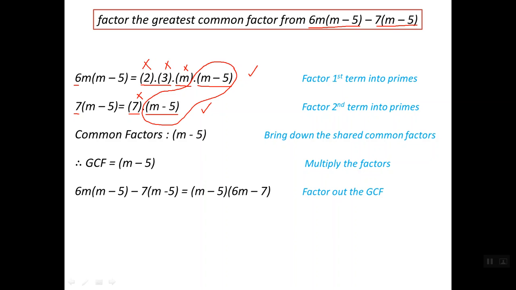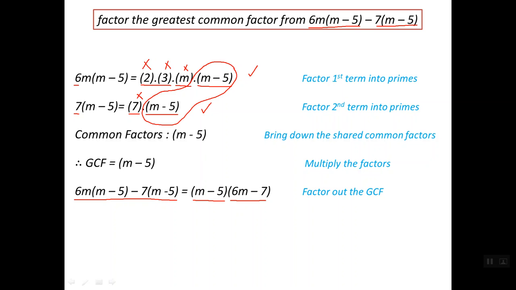Now we start the factoring process. So this is the original polynomial. This is the greatest common factor that we have found. So it is multiplied by the remaining from 6m multiplied by m minus 5, which is 6m, and the remaining from 7 multiplied by m minus 5, which is minus 7. So these are the factors of the polynomial by the greatest common factor.